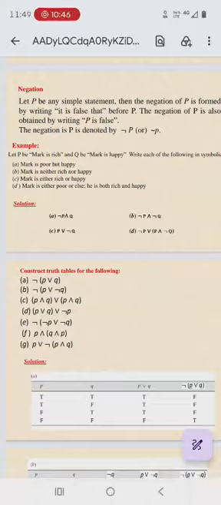Then the connective word "and". Then the or symbol, then or, then he is both rich and happy. The rich statement is P, the happy statement is Q. Then the connective word is and. Then P and negation Q.